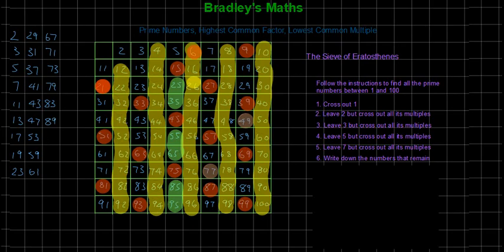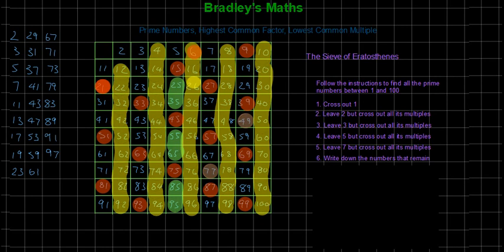91, and 97. Why did my one not come out there? Let me just put that one back in. Doesn't want to come in. Let me just do a quick erase on that and see if I can make it work better. 91. There we go. And 97.